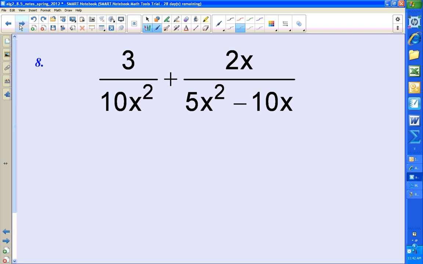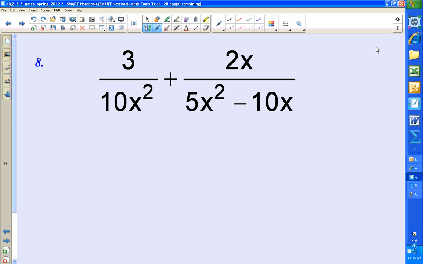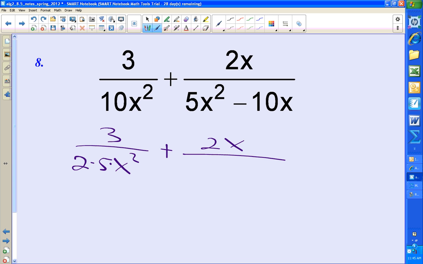See if you can do these, add these up. So I expect to see at least this line, 2, maybe 3 more lines. If you want to see it as 2 times 5 times x to the second, that's perfectly fine on that fraction. How does the denominator factor over here? How does 5x squared minus 10x factor? 5x times x minus 2. Okay, good.